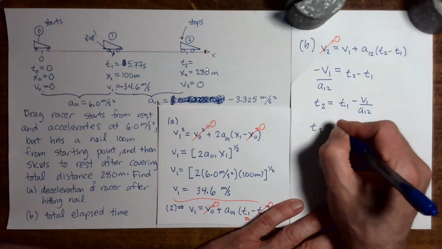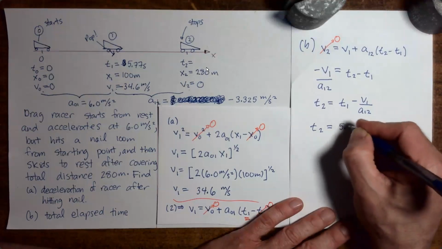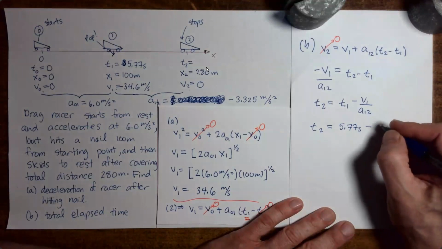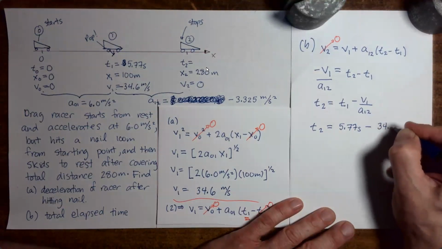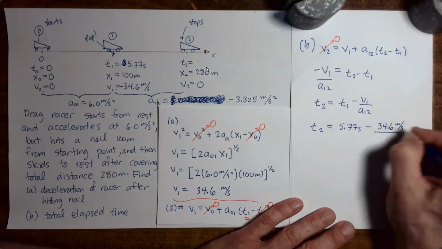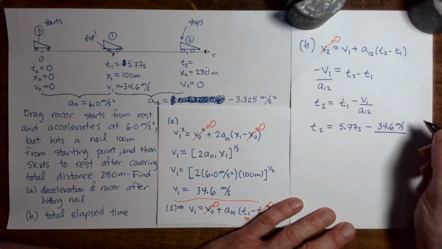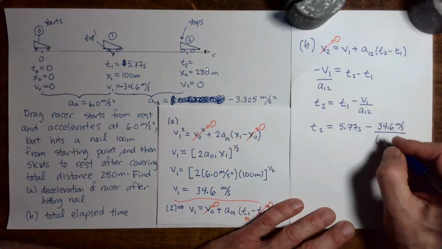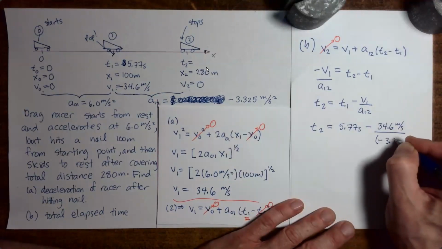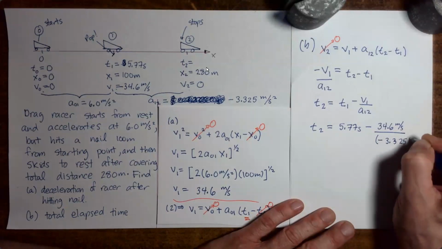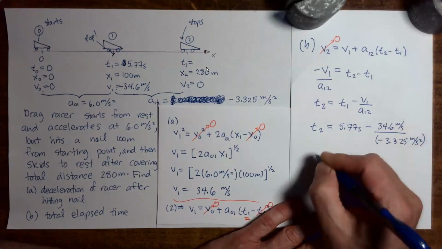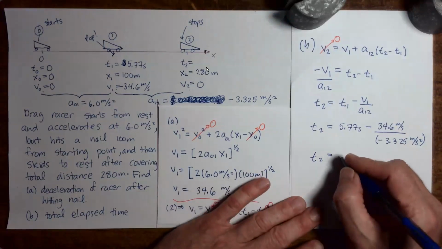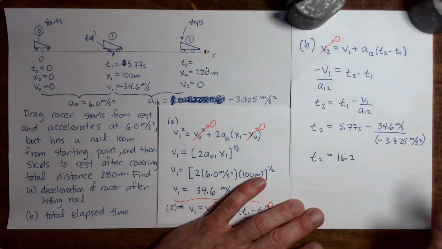And substituting T1, 5.77 seconds minus, and then V1, 34.6 meters per second. And then we have A12. A12 we found in the previous part, minus 3.325 meters per second squared. So when I put this into my calculator, I get 16.2, but let's check the units.